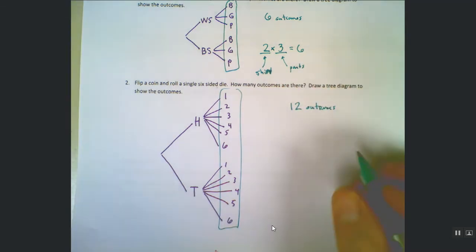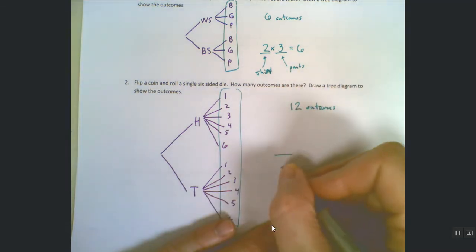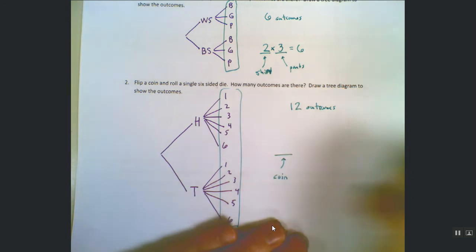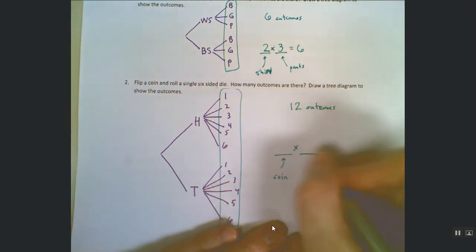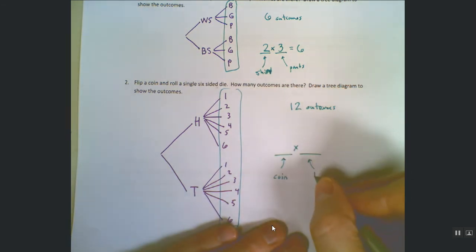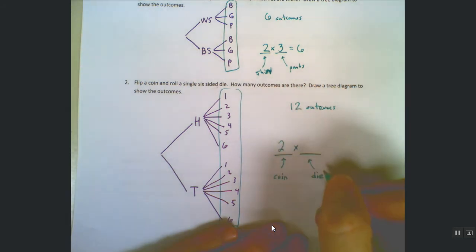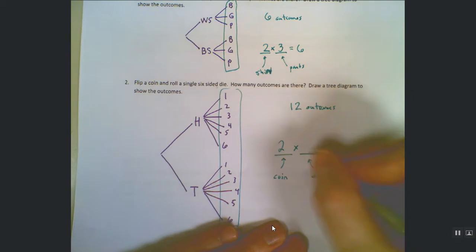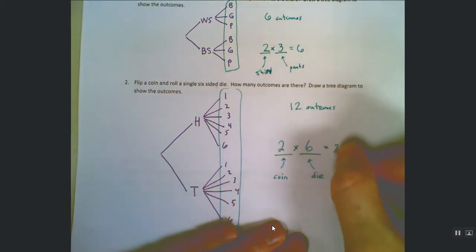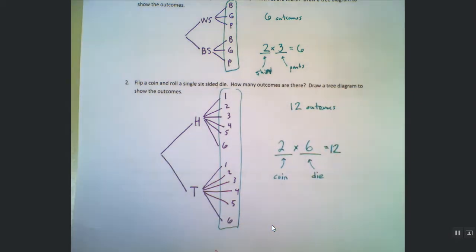Using the technique above, we could say how many options were there for the coin and how many options for the die. Well, there were 2 options, heads or tails, for the coin. For the die there were 6. 2 times 6 is 12 possible outcomes.